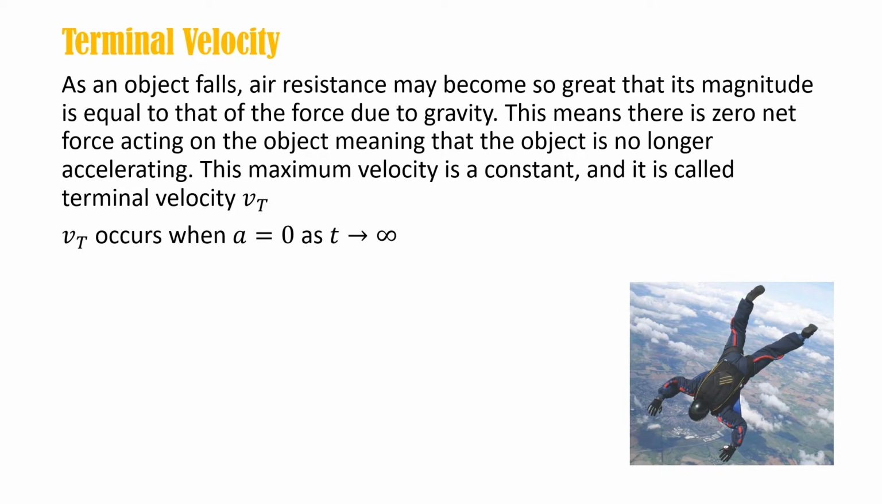So even in free fall, we've got that air resistance against us, but we're going to get to a point where we can't go any faster. We're going to have no more acceleration. That's the maximum velocity that we can reach. At that point, it's going to be a constant. We're no longer accelerating. We're traveling at a constant velocity, and that maximum velocity is also known as terminal velocity, and we denote that as V subscript T. That's going to happen when acceleration is zero or as time approaches infinity. And again, we'll look at an example where that actually happens.